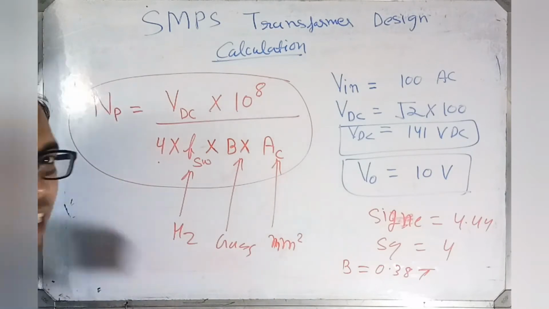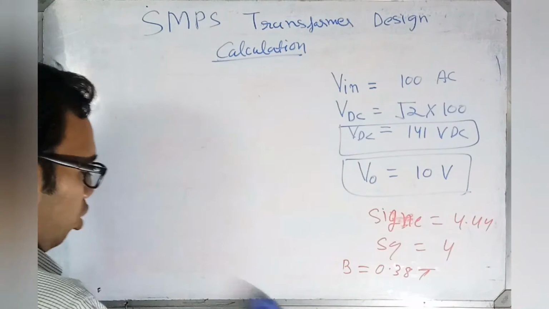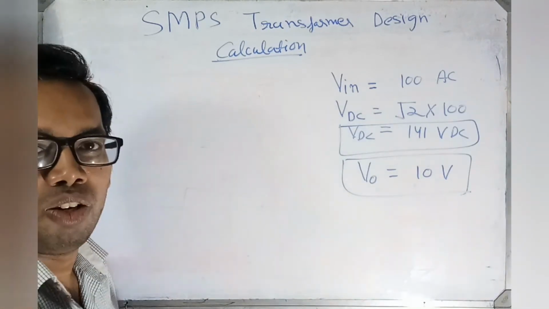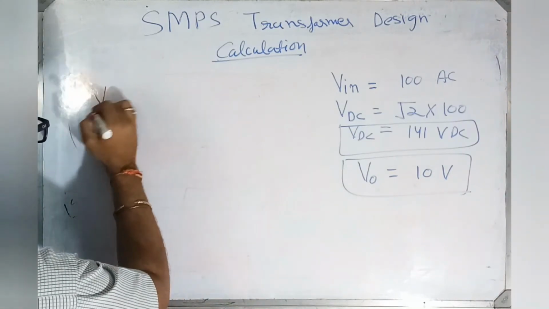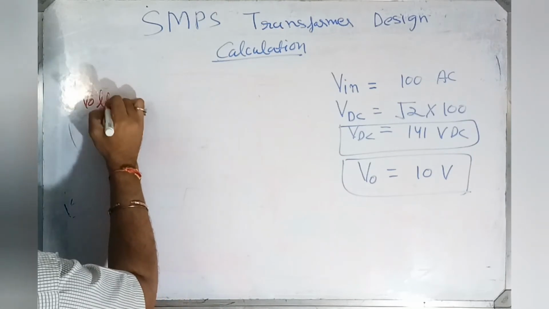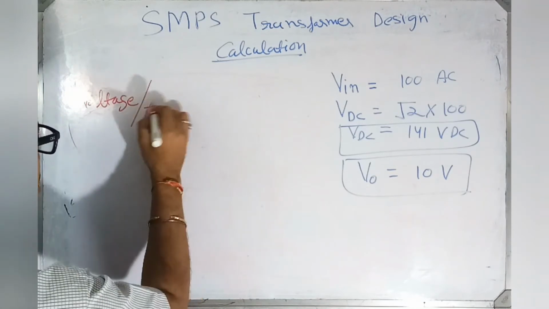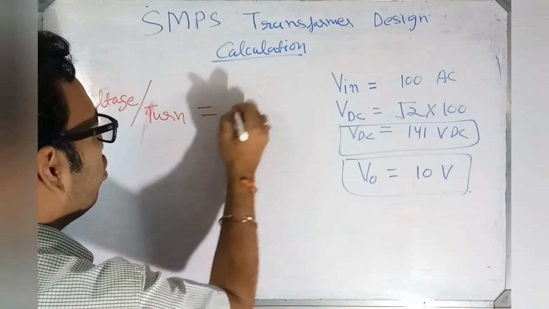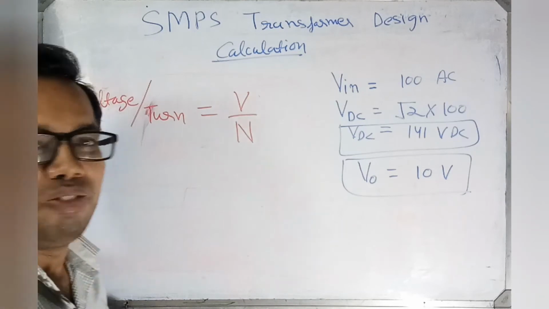Now we will calculate the secondary turns. How will we calculate the secondary turns? To calculate the secondary turns, we will find the voltage per turn. If you find this voltage per turn, that is equal to V by N. So how will we calculate the voltage per turn?